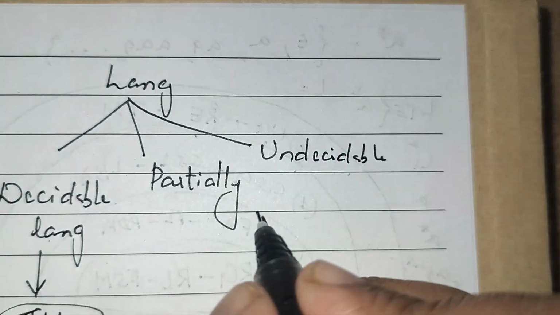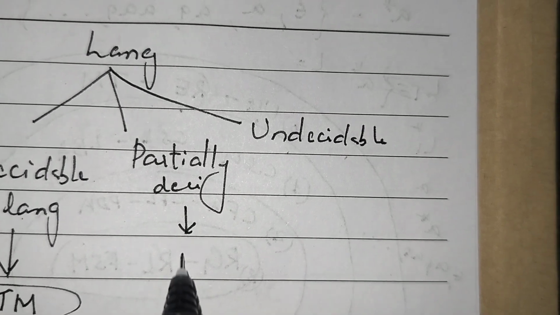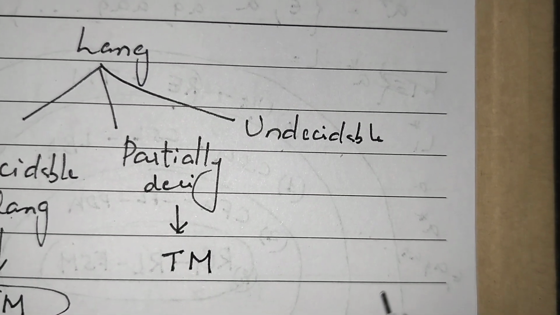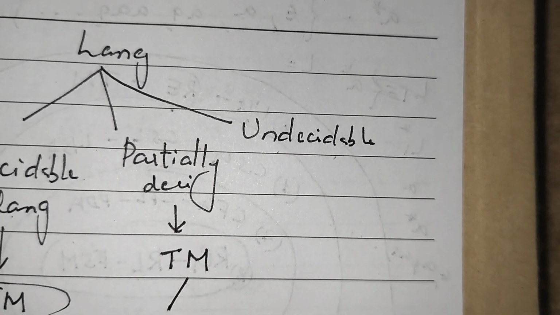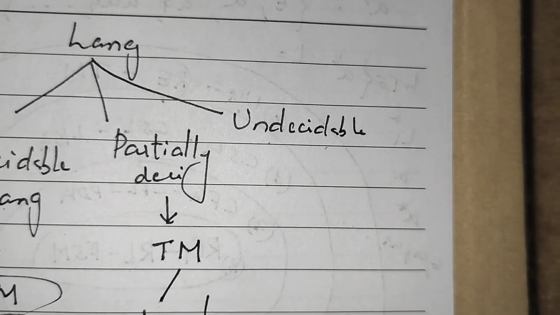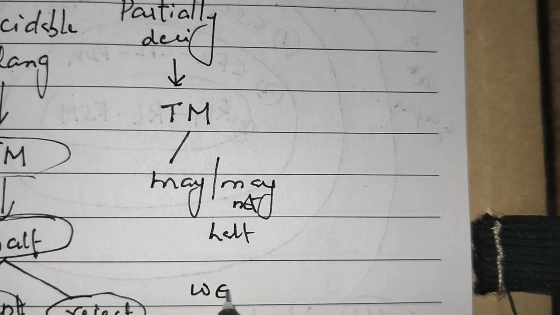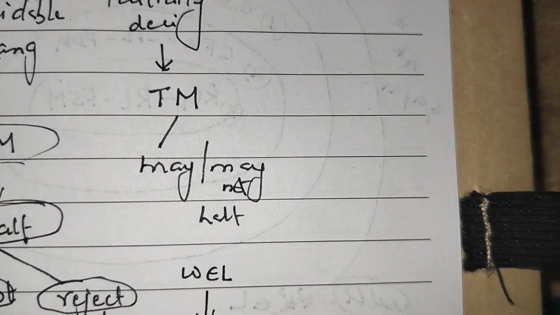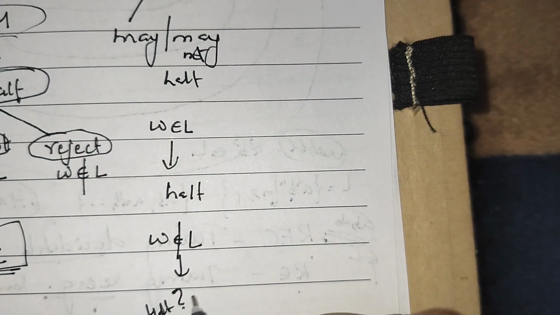Then partially decidable language. What do you mean by partially decidable language? For a partially decidable language, there exists a Turing machine which may or may not halt. We can't ensure that the Turing machine will halt. If the string belongs to the language, definitely the Turing machine will halt. But if the string does not belong to the language, it may halt or it may not halt. That is not decidable.